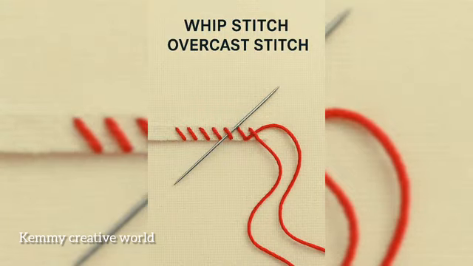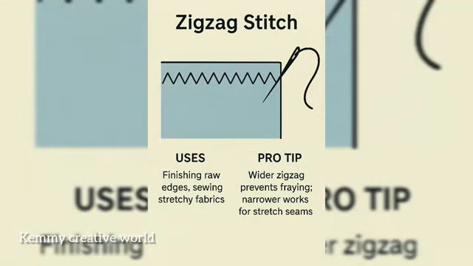Whip stitch or overcast stitch. Wrap thread over the raw edge of the fabric. When to use it? To finish edges by hand if you don't have a machine. Also used to join felt in crafts. This is how to do it. You come up through the fabric, then loop over the edge at a diagonal angle, spacing evenly.